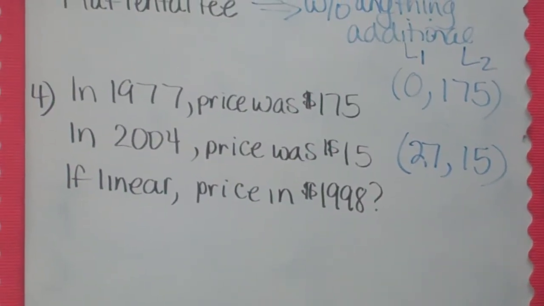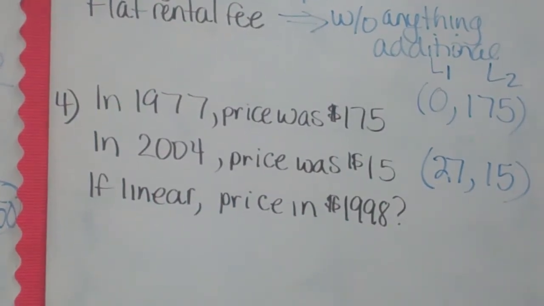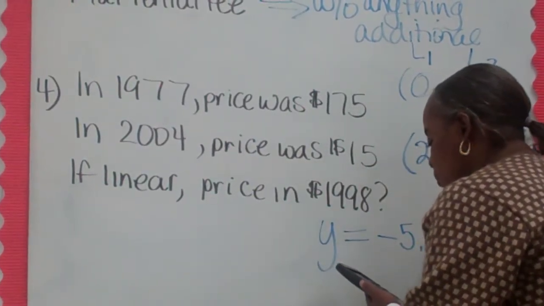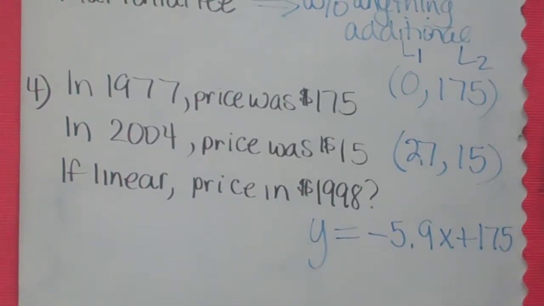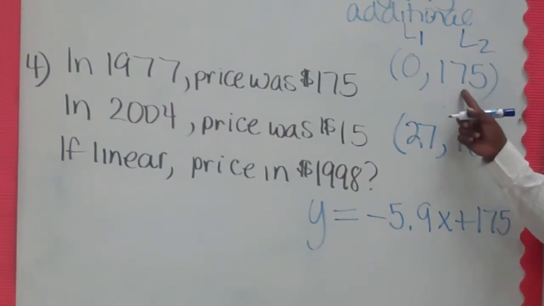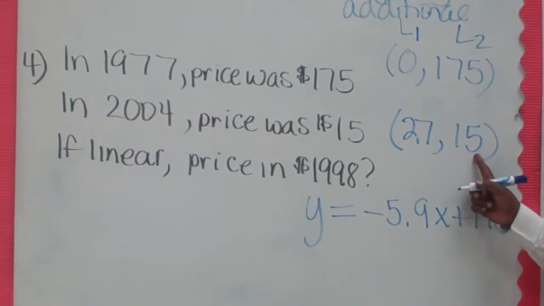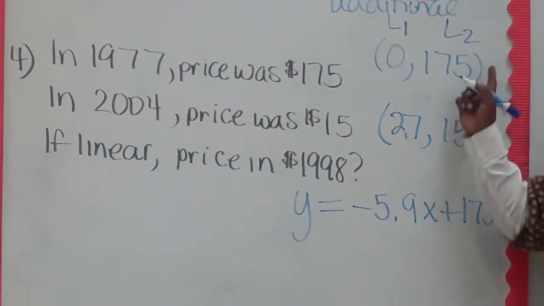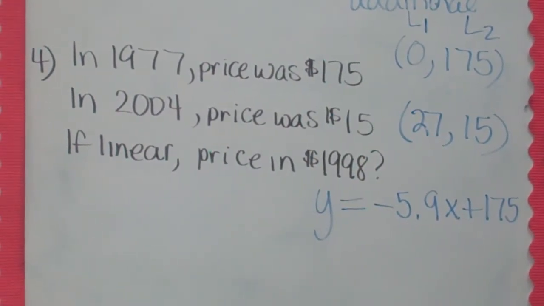Now I'm going to hit stat, calculate, and I'm going to come down to linear regression. Hit enter, and you have y equals negative 5.9x plus 175. You're not surprised by negative 5.9 because obviously this is decreasing. It started out at 175. The price started at 175. It's now down to 15. I bet you that could model maybe some sort of cassette tapes or something that's drastically decreasing, or maybe a CD player or video recorder.